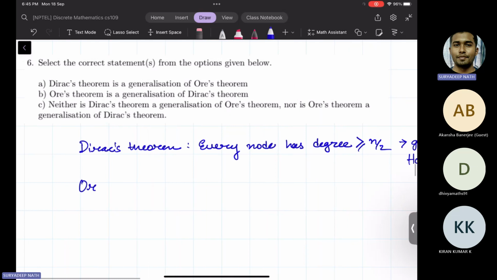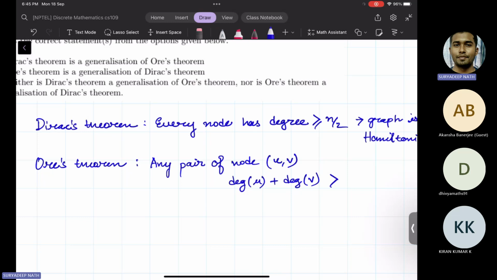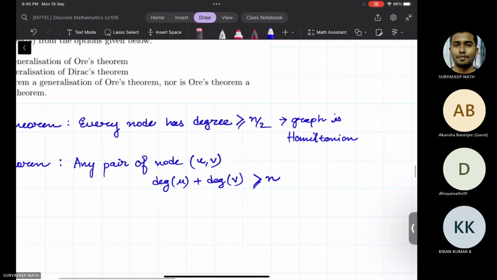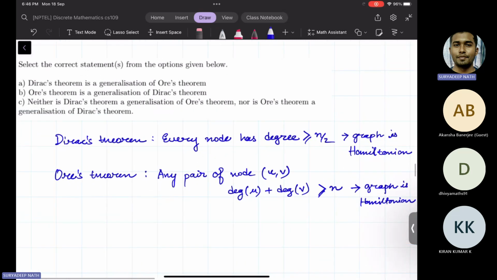And Ore's theorem says that for any pair of nodes u comma v, let's say, from the graph, degree of u plus degree of v should be greater than n, then the graph is Hamiltonian. So what do you think? Which is the more general statement? Anyone out of these two theorems, which do you think is the more general theorem?